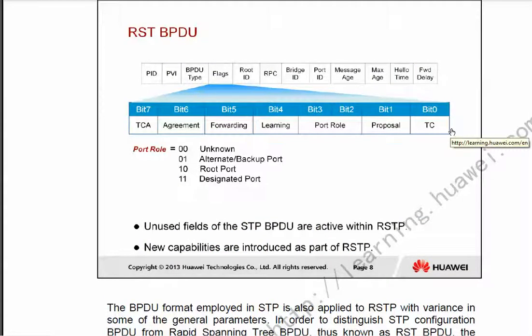Rapid Spanning Tree BPDU. In this BPDU, the Spanning Tree protocol only uses 2 bits of these flags: topology change acknowledgement, and also topology change. Only these 2 bits are used. Rapid Spanning Tree BPDU uses all of these 8 bits.